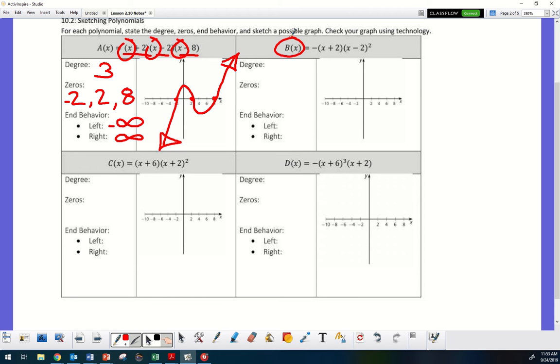Where's your zeros? Where's your zeros? ¿Adónde está el zero? Yeah. You got it close because this one has it twice. That one's twice.